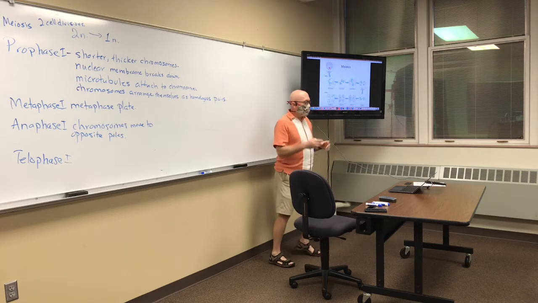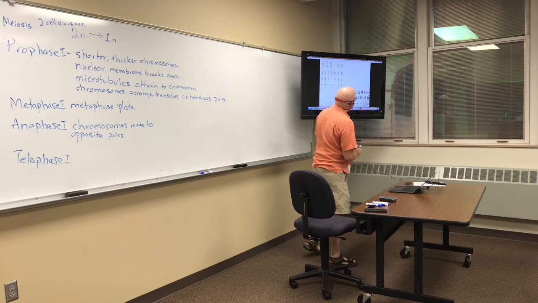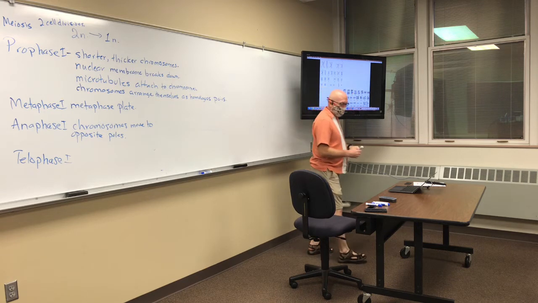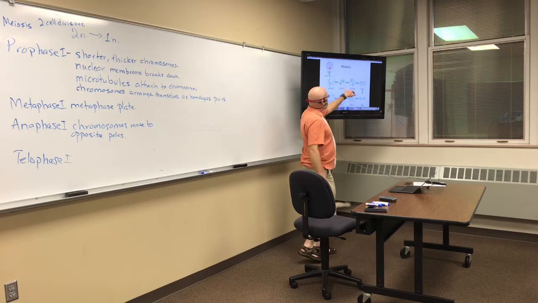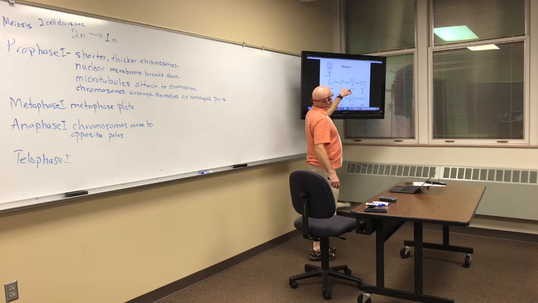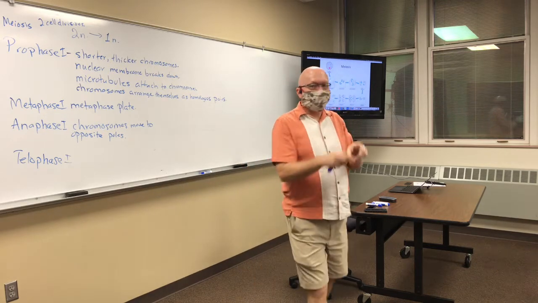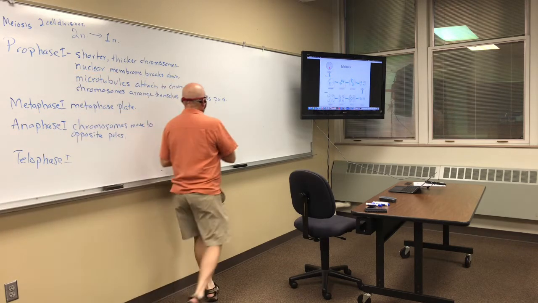So chromosome 1A will hook up with chromosome 1B. Chromosome 2A and 2B will hook up. Chromosome 3A and 3B will hook up. In this example, we only have 4 chromosomes, so think of this as chromosome 1A and B are hooking up, chromosome 2A and 2B are hooking up. They actually become physically bonded to one another. And this process is referred to as synapsis.